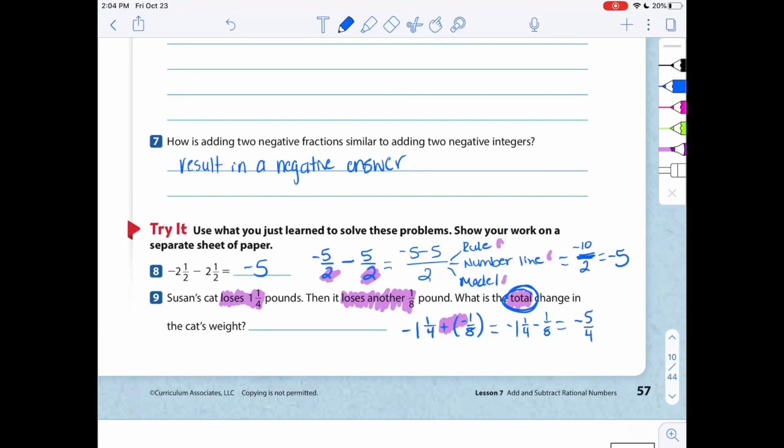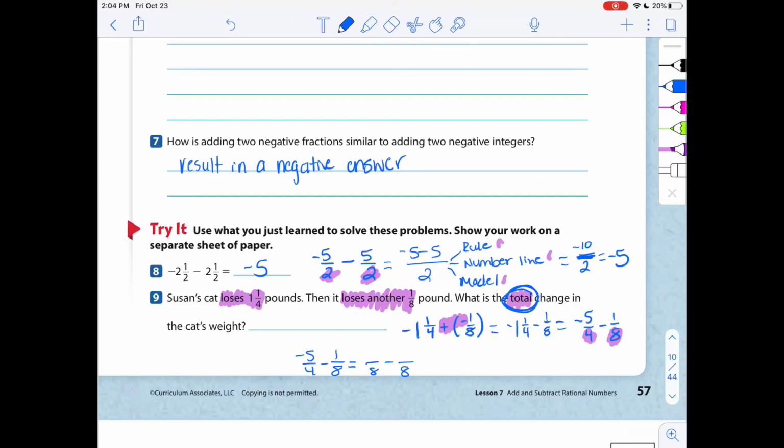4 times 1 is 4. 4 plus 1 is 5. And it stays negative, minus 1/8. Now to subtract from here, I have to have a common denominator. So between 4 and 8, my least common multiple is 8. So I'm going to come over here and rewrite it. And then I'm going to rewrite my problem so that I have a denominator of 8.